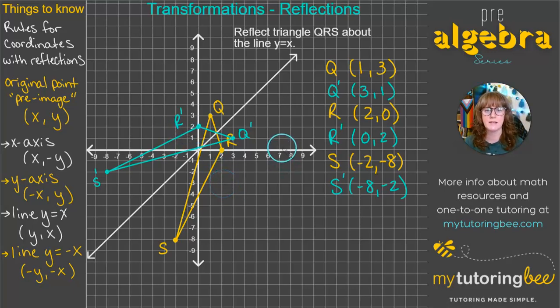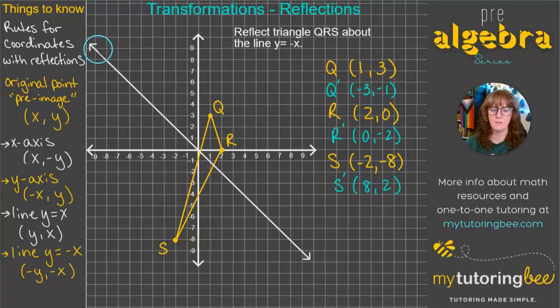In our next and last example that we're going to do in this video, we're going to reflect over the line y equals negative x. So I've gone ahead and plotted this line of y equals negative x, and the only difference between the rule for this one versus the last one that we did is that we are going to change both signs. So we are not only going to switch our x and y values, but we are going to switch the signs as well. So I've gone ahead and listed all of my new vertices here for Q prime, R prime, and S prime. Let's go ahead and graph those.